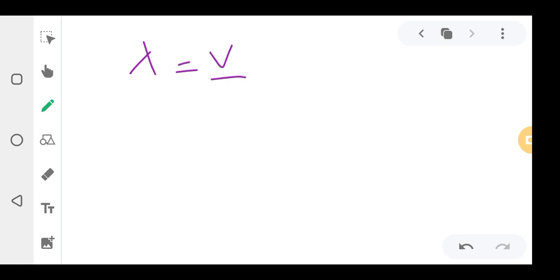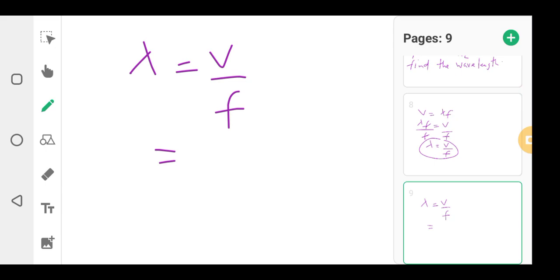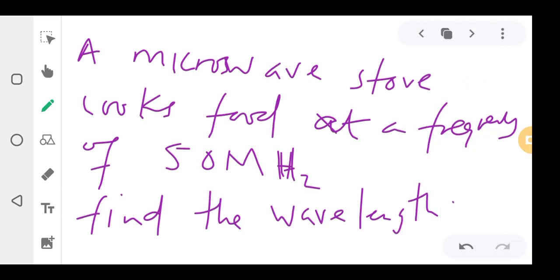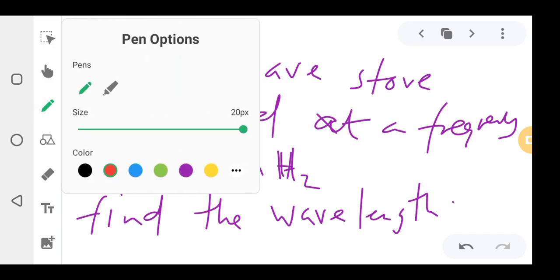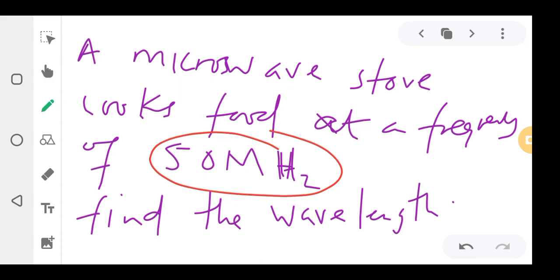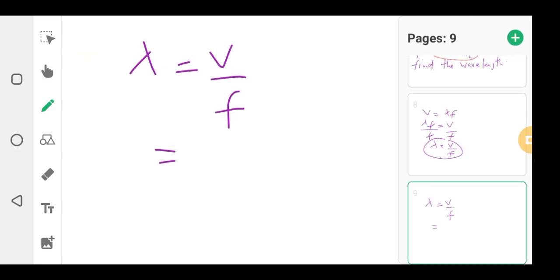So wavelength is equal to velocity over frequency. The first thing I check, is there any velocity in the question? Velocity means speed. So is there a velocity? No. They have only given me frequency. But what wave is it? Microwave. Is microwave part of the waves in the electromagnetic spectrum? Yes. The first wave is radio wave, the second wave is microwave. So it also travels at 3 times 10 to the power 8. You see? So that's the speed I'll use here, because it's part of the spectrum.